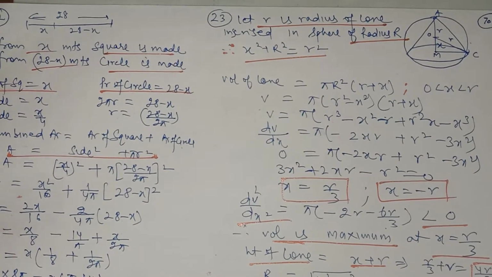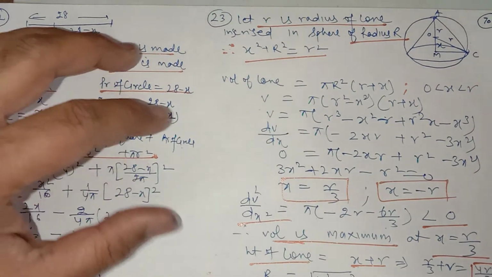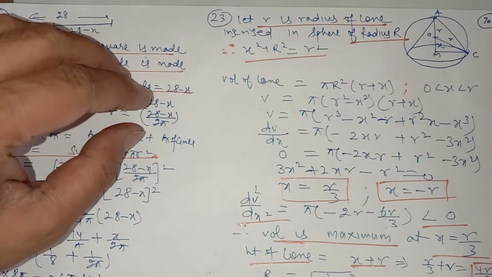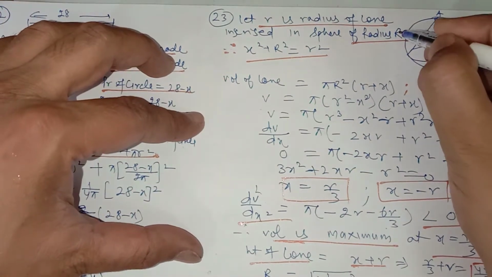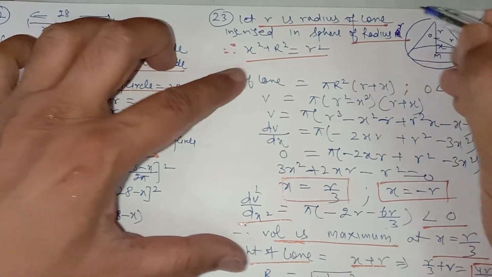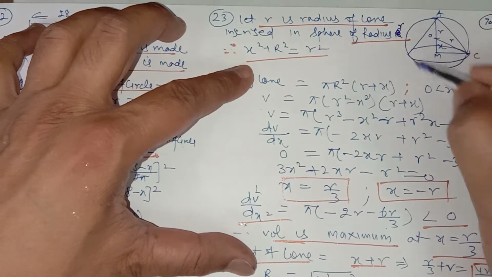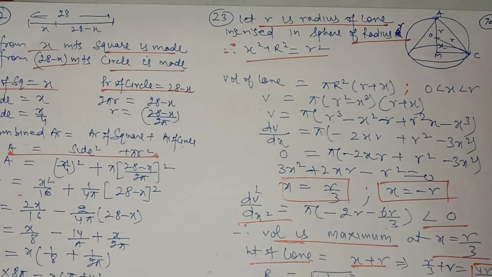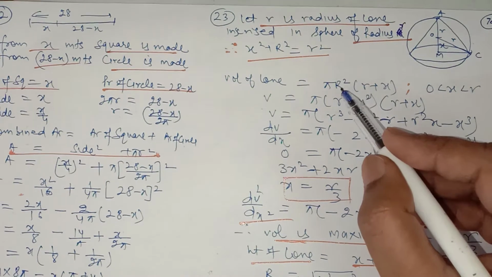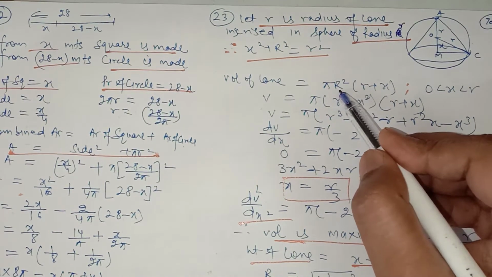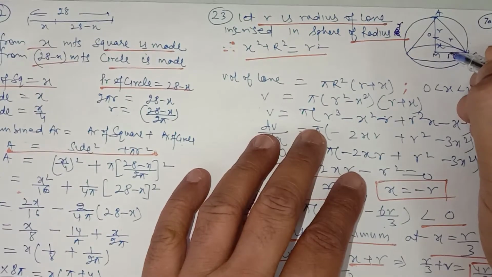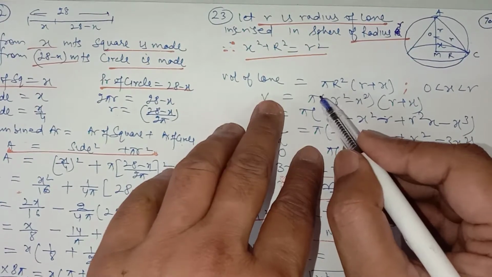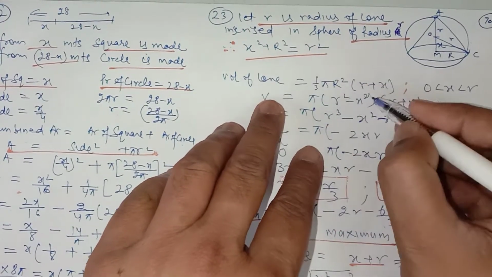Now question number 23, it is a good question. In a sphere, a cone is inscribed, and the radius of the sphere is given. Let the radius of the sphere be r. Let the radius of the cone be capital R, and the height of the cone will be r plus x. So the volume of the cone is 1 upon 3 pi R square h.